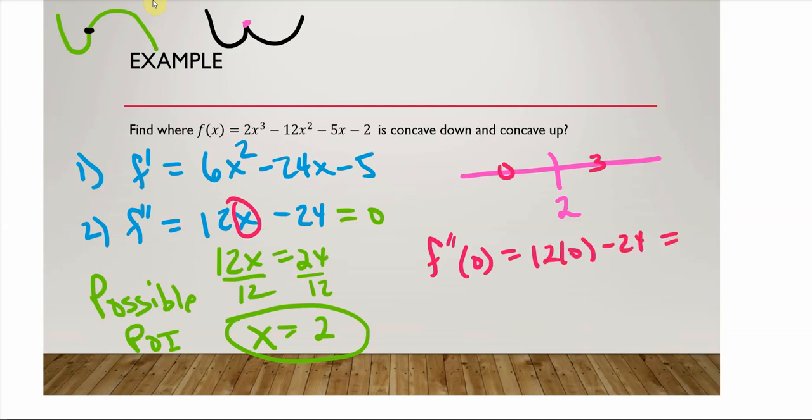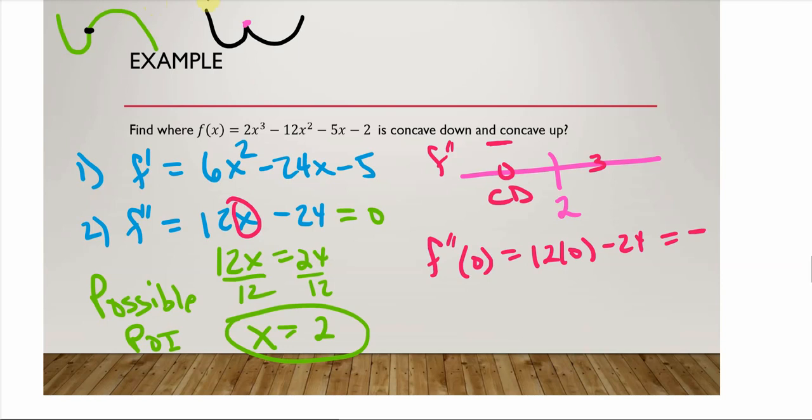0. F double prime of 0 is going to be 12 times 0 minus 24. Now in this scenario, I don't really care about the value. I only care about the sign. Well, 12 times 0 is 0. 0 minus 24 is going to be negative. That means that it is negative. That means, this is f double prime here, that it is concave down.